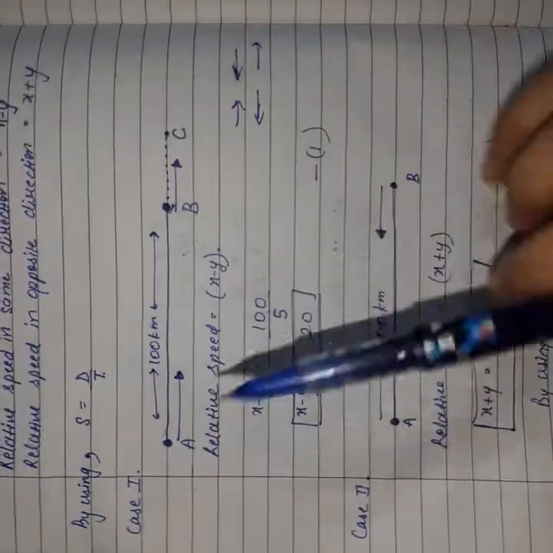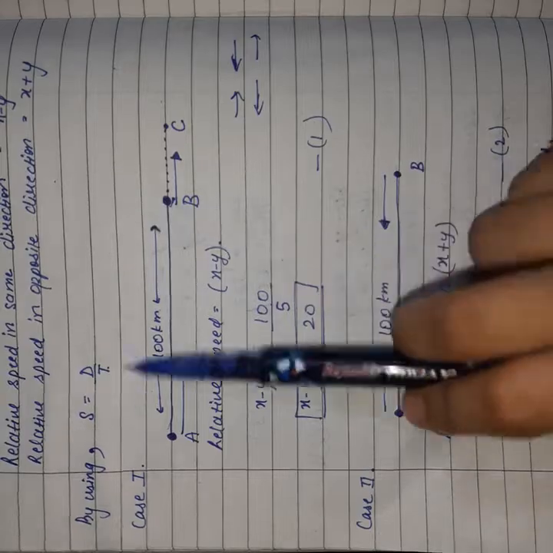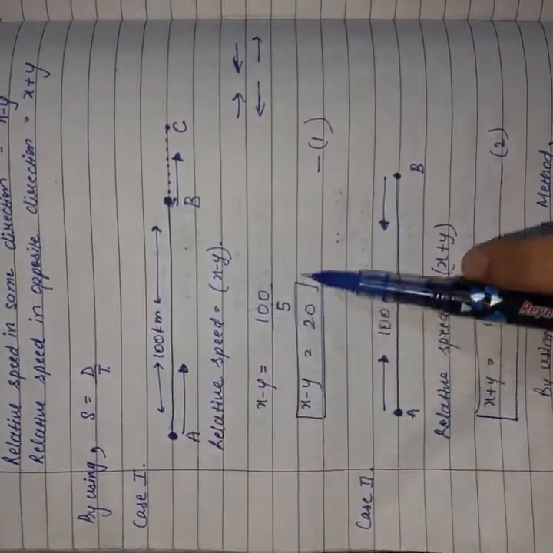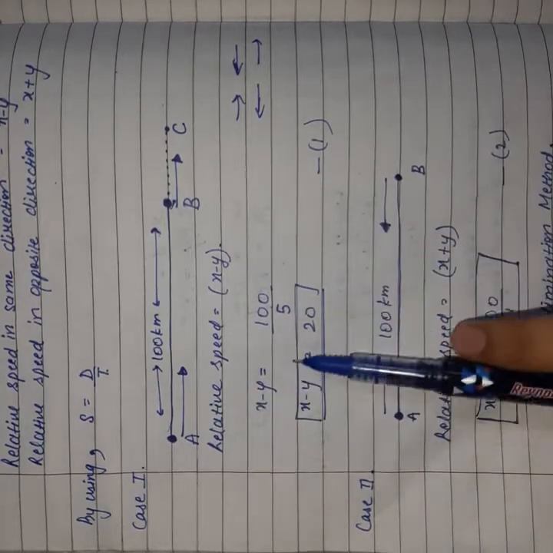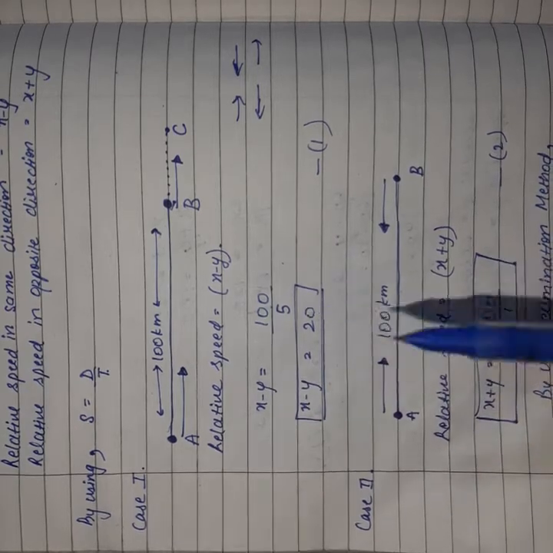Right, now in case 1, when they were moving in the same direction, they had 100 kilometers of distance between them. So distance is 100 and the time they took is 5 hours when they will meet. They will meet after 5 hours. So through that, your first equation would come out to be x minus y, which is equals to 20.